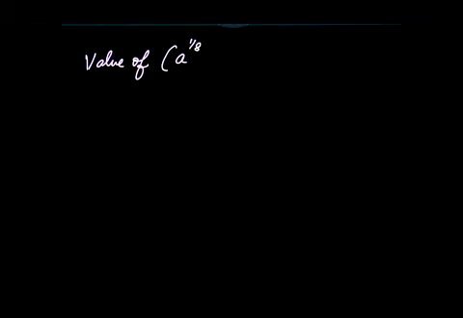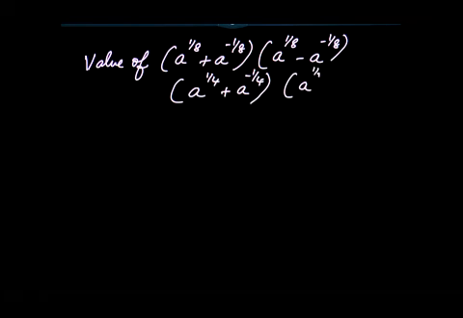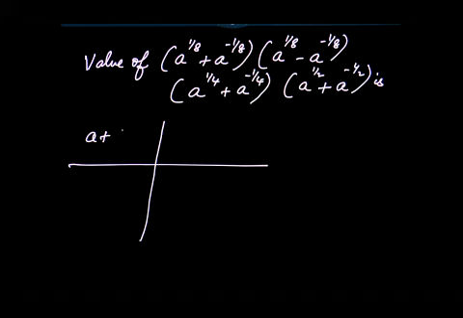Fifth sum. Value of (a power 1 by 8 plus a power minus 1 by 8) into (a power 1 by 8 minus a power minus 1 by 8) into (a power 1 by 4 plus a power minus 1 by 4) into (a power 1 by 2 plus a power minus 1 by 2).